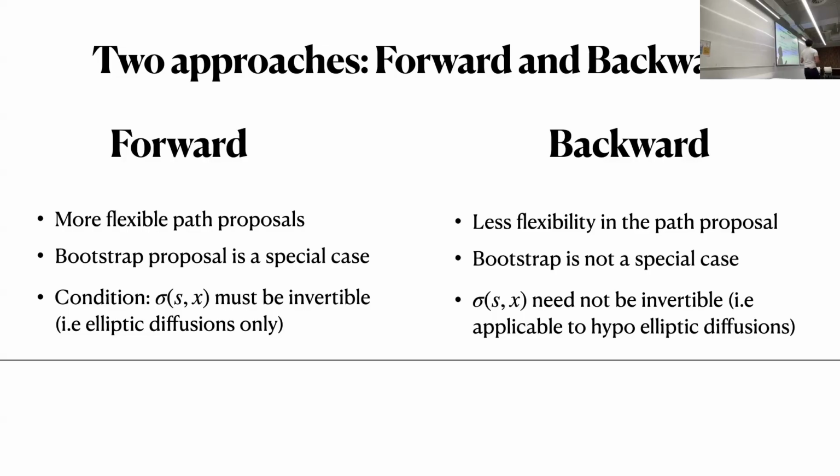So in this backward construction, we have less flexibility in the path proposal. The bootstrap is not a special case, but we can relax this invertibility condition, which means that we can do these backward smoothing algorithms on hypo-elliptic diffusions. And many interesting applications that involve this class of models do work with this hypo-elliptic class.